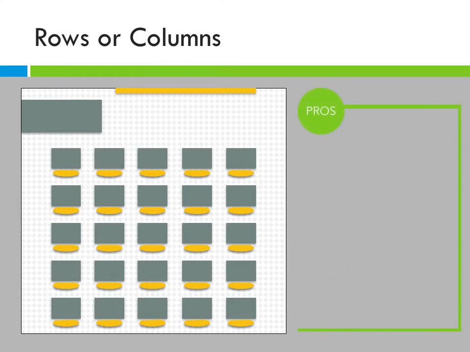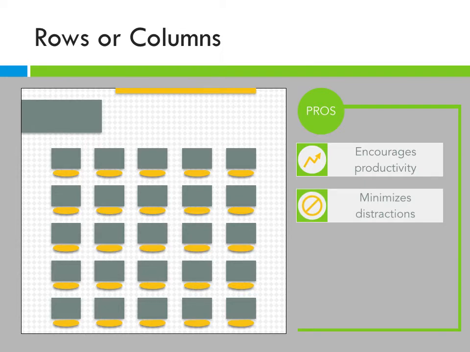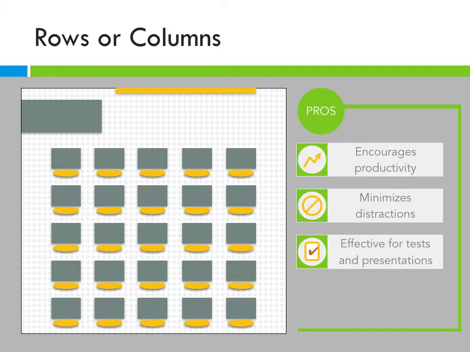Let's look at some of the advantages of this setup. Firstly, it encourages productivity, as learners spend more time on task because there are fewer distractions. Rows are effective for tests and presentations, as everyone is facing the front and you will have a good view as the teacher. There's less cheating in tests when learners are seated in rows or columns. And as the teacher, you can monitor and supervise all learners from the front of the classroom.